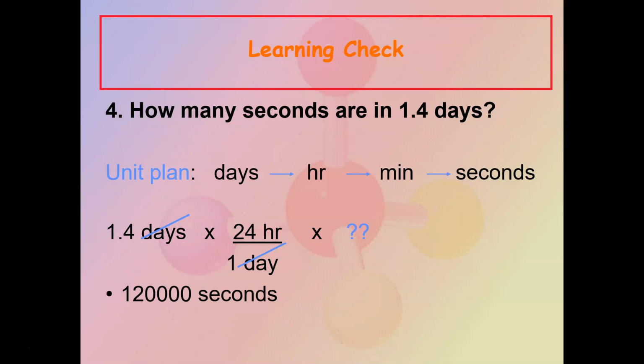For this one, you should have gotten that there was 120,000 seconds in 1.4 days. That's a lot of seconds.